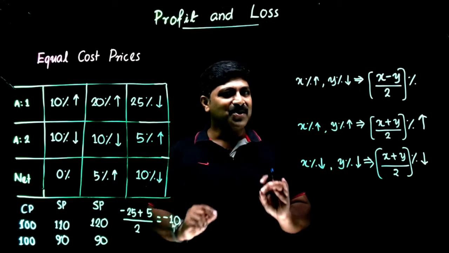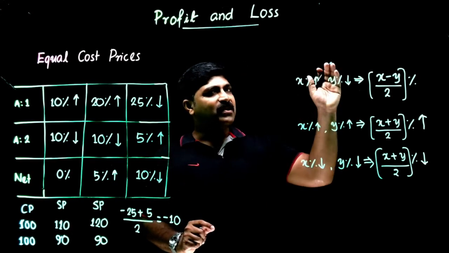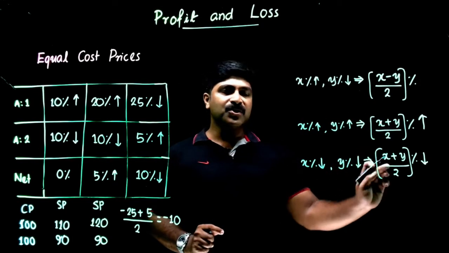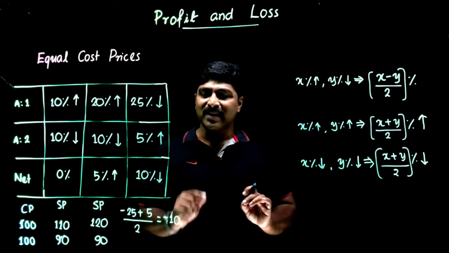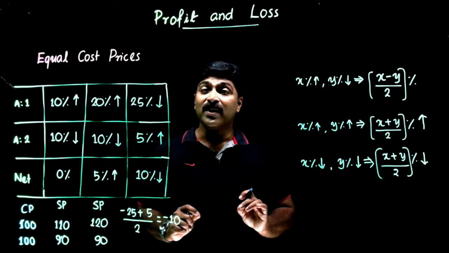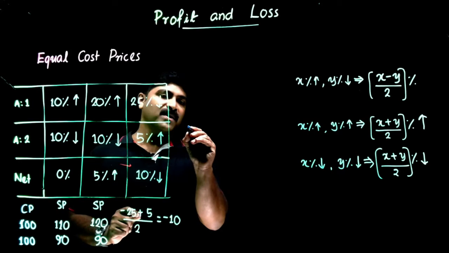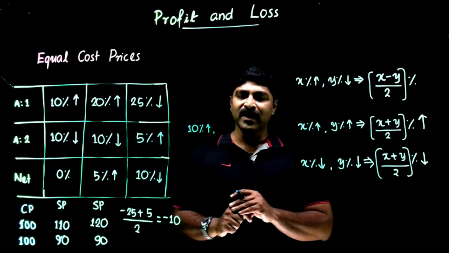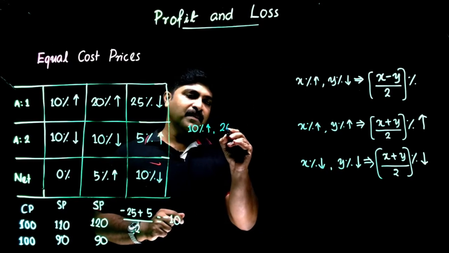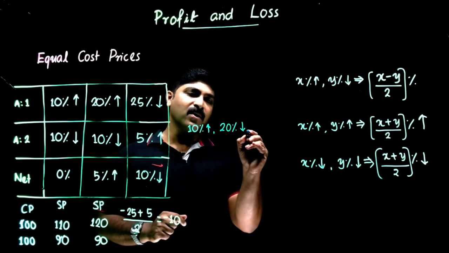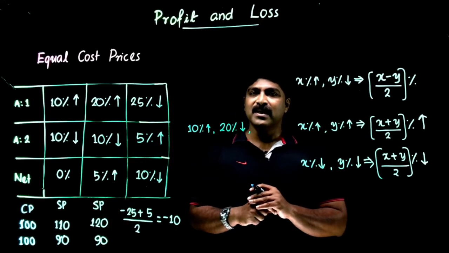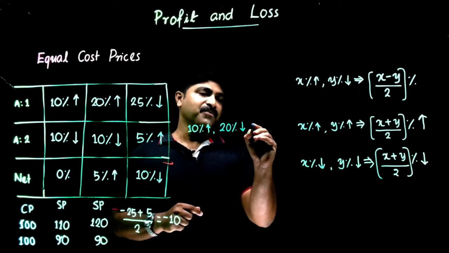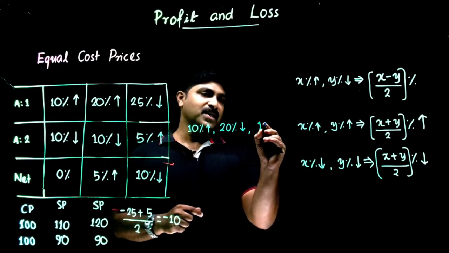And there is one more advanced concept. Here we are dealing with two articles. That's why we are dividing by 2. Suppose we consider there are 3 articles of equal cost prices. Suppose the first article made a profit of 10%. The second article incurred a loss of 20%. And the third article made a profit of 16%.